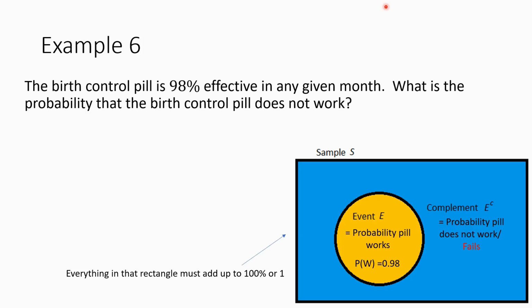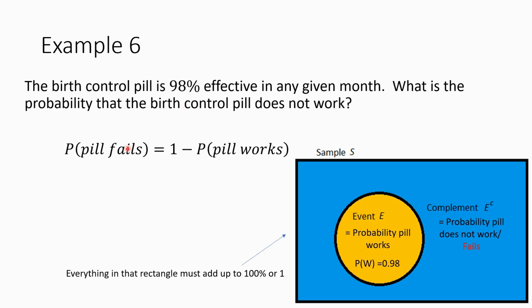Now let's look at one very quick and simple example of using the complement rule in action. The birth control pill is 98% effective in any given month. So what is the probability that the birth control pill does not work? Which is asking for the complement. And if it helps, I've put a little visual here in this corner to help you think about this problem, if you liked using the Venn diagrams from the previous example.